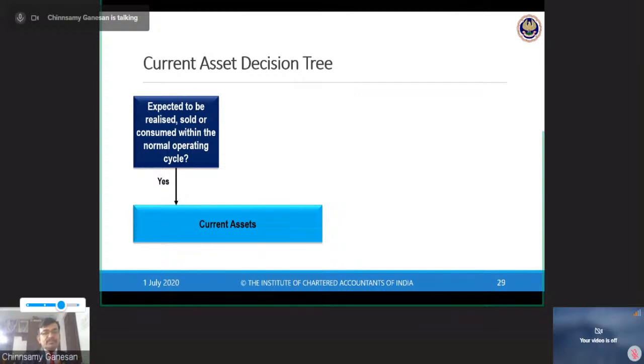Expected to be sold within the normal operating cycle is a current asset. Expected to be consumed within the normal operating cycle is also considered a current asset. What is expected to be consumed? Your raw material, your stores and spares, your WIP, all of it gets consumed within the normal operating cycle to convert into a collectible cash position. So whenever we talk about expected to be realized, sold or consumed within the normal operating cycle, in our example we took 14 months. If it is expected to be realized, sold or consumed within 14 months, it is considered a current asset.